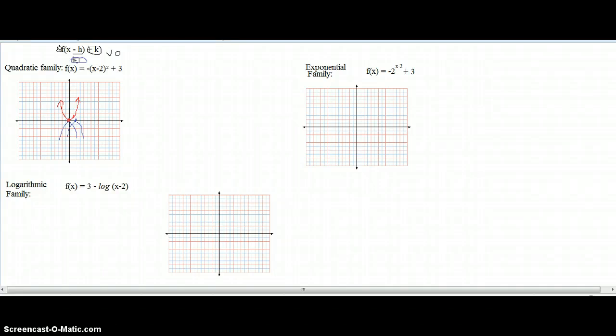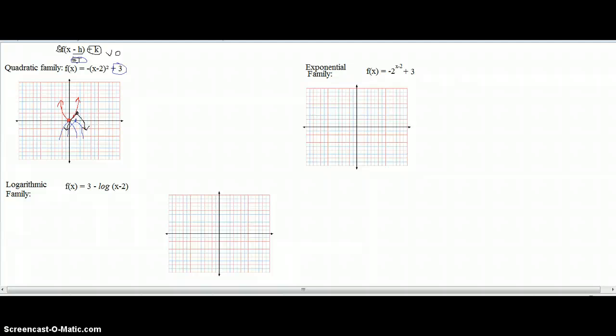And then the plus 3, that's on the outside of the function. That's VO, vertical outside. That's going to shift everything up 3: 1, 2, 3. So let's get black here. My final graph for this quadratic, which again, this should be a review. We've done this before in both 1010 and 1050, is in black here. It's flipped downwards. The vertex is at positive 2, positive 3.